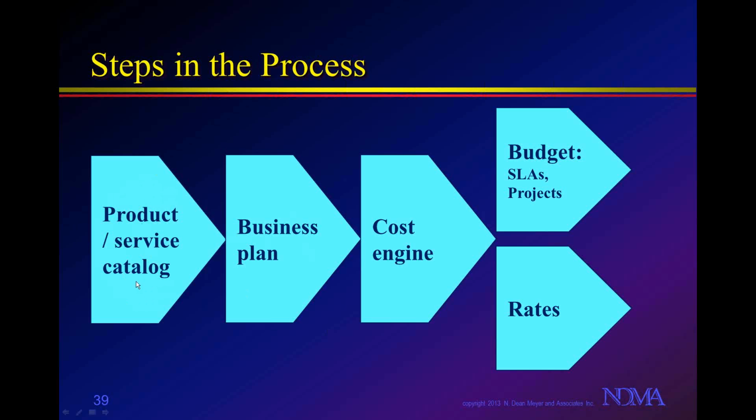Each year, we define or refine the catalog. Then a business plan means what of that catalog do you plan to sell in the year ahead? That is a demand forecast, a sales forecast. What of that catalog do you plan to sell to each and every one of those client business units out there and to others within IT? So the catalog is both external and internal.